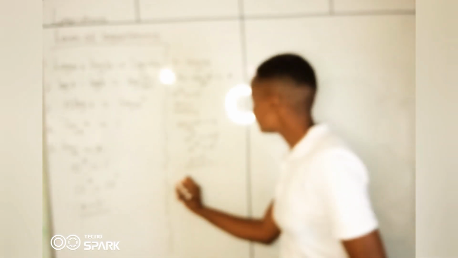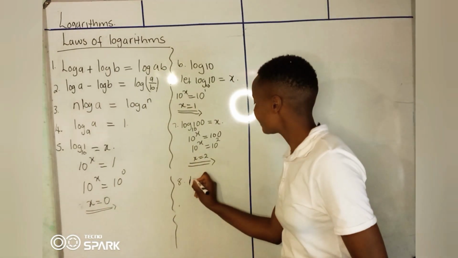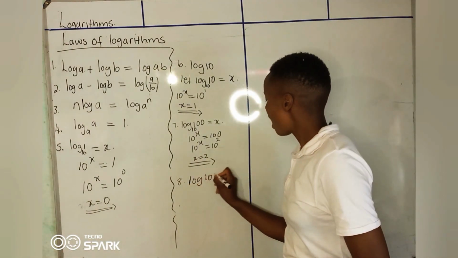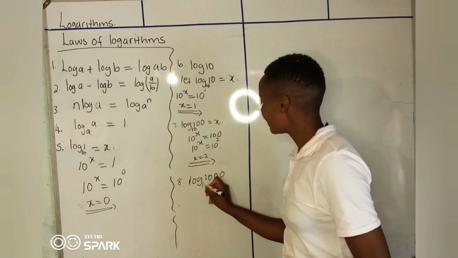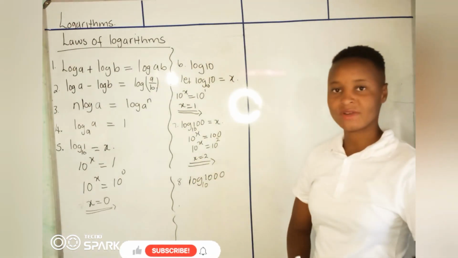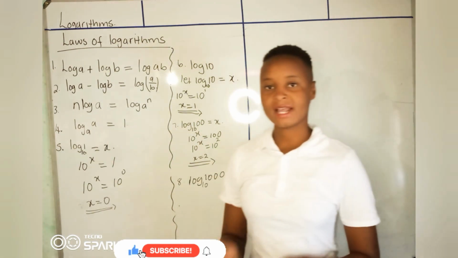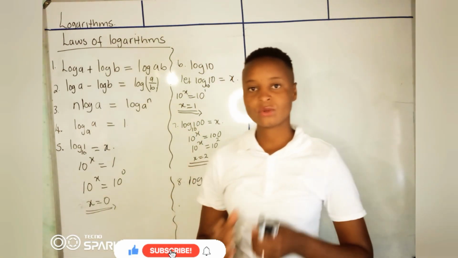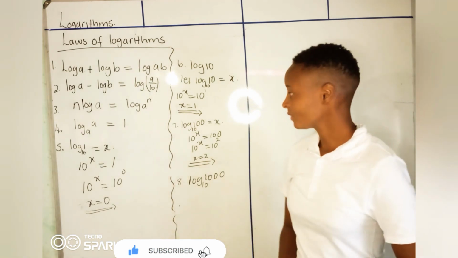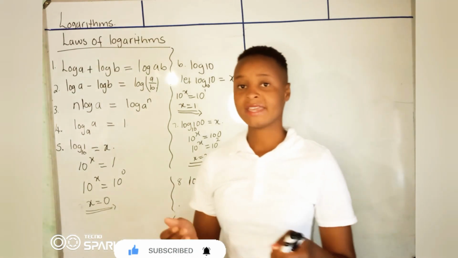And then you guys, I'm leaving you the homework. You must find out what's logarithm of 1000 base 10. Okay, logarithm of 1000 base 10. So basically, these are things that you need to familiarize yourself with for you to be able to answer questions on logarithms effectively.